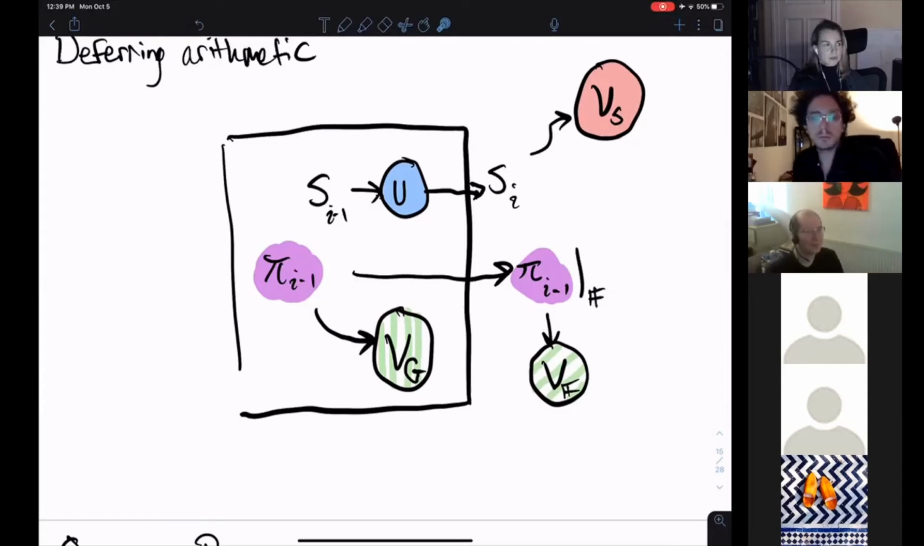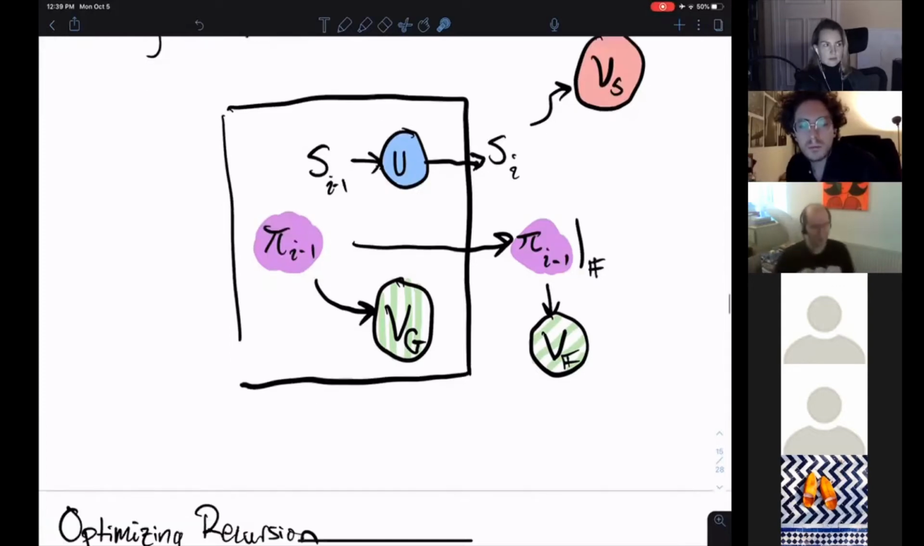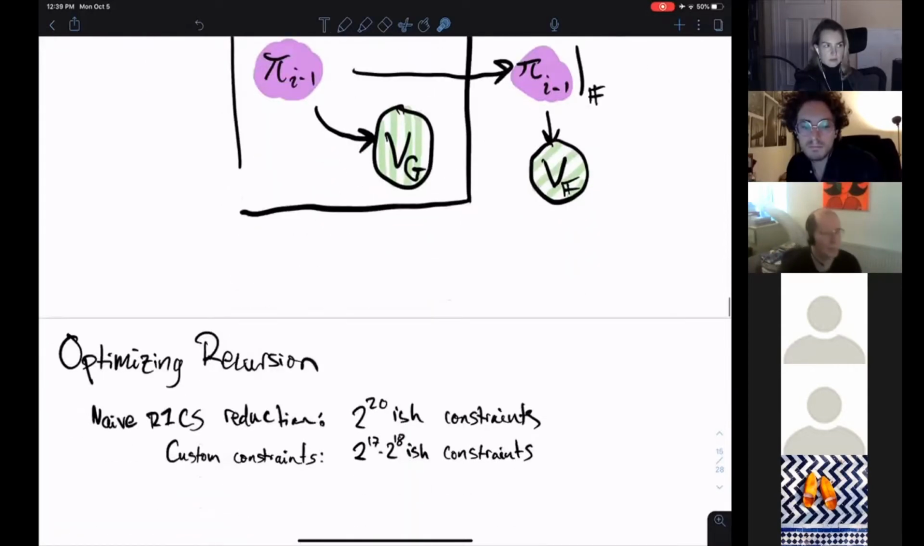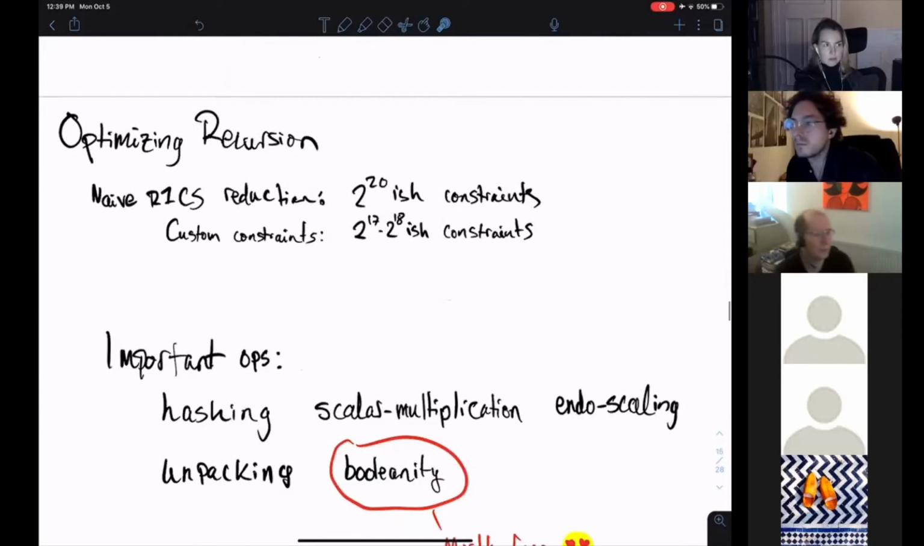All right, I will move on, I suppose. So now let's talk concretely about some of the tricks to really optimize recursion in this setting. Just for fun, I ran an encoding of the circuit just using R1CS.